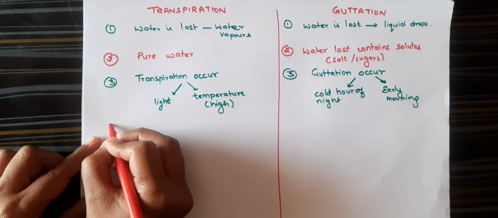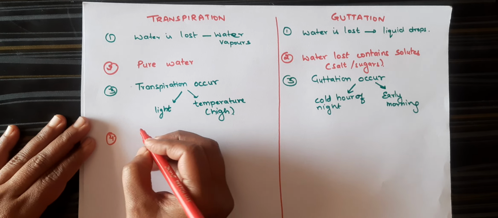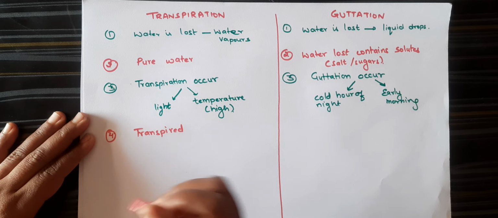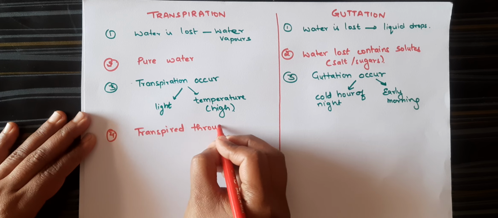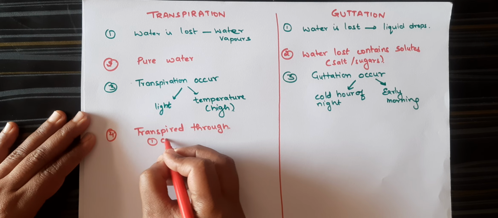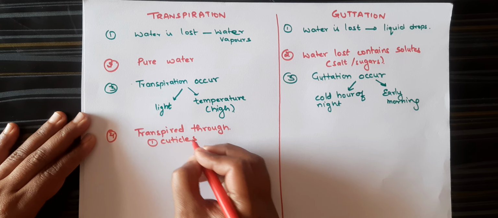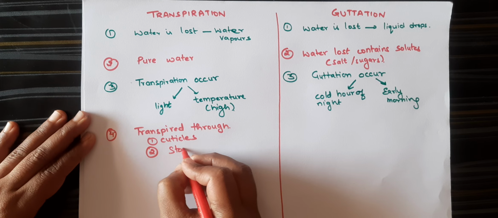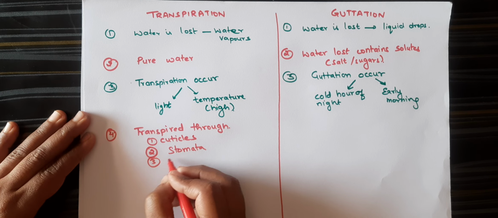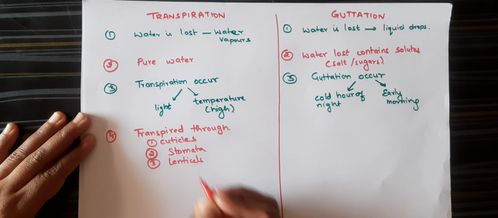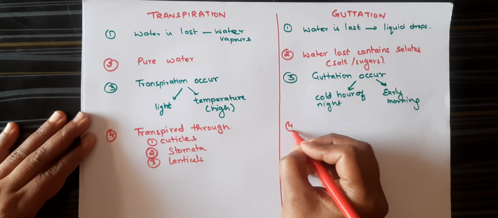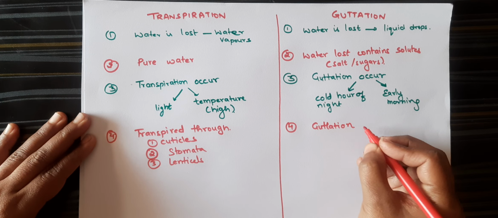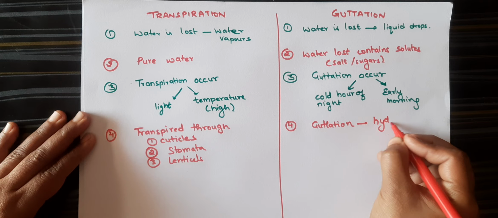So the fourth difference is that the water is transpired, in the process of transpiration, through cuticles. The water can be lost in the form of water vapor through cuticles, stomata or through lenticels. However, in guttation, the water is lost through hydathodes.